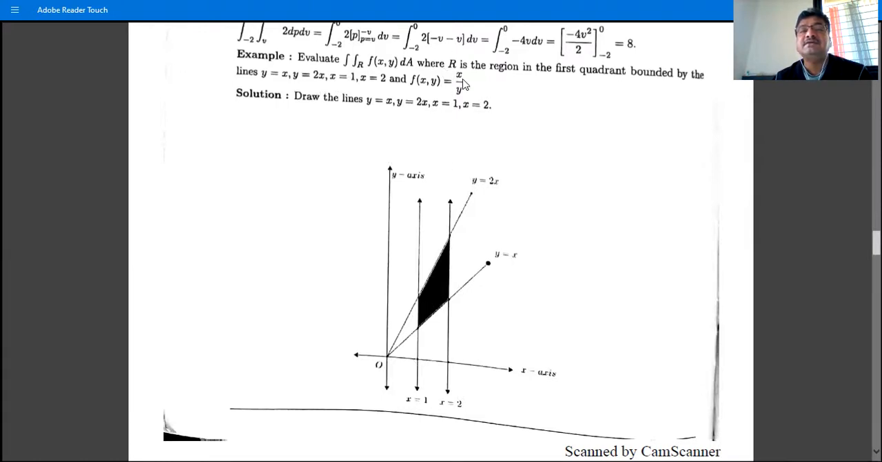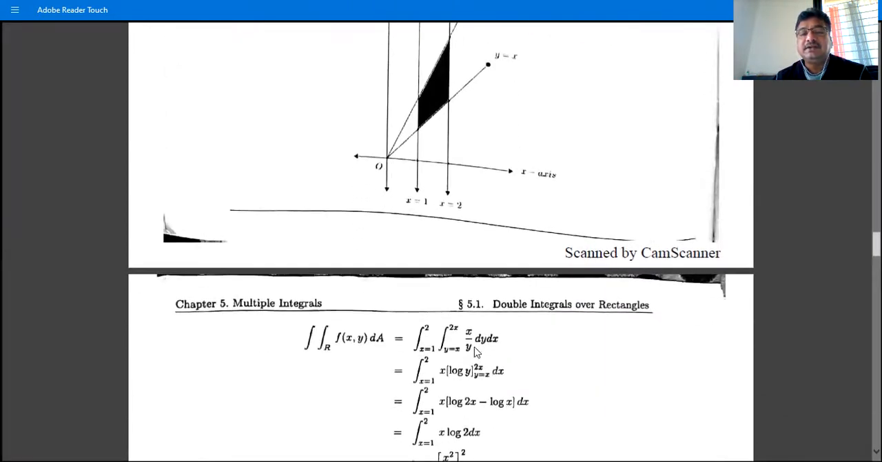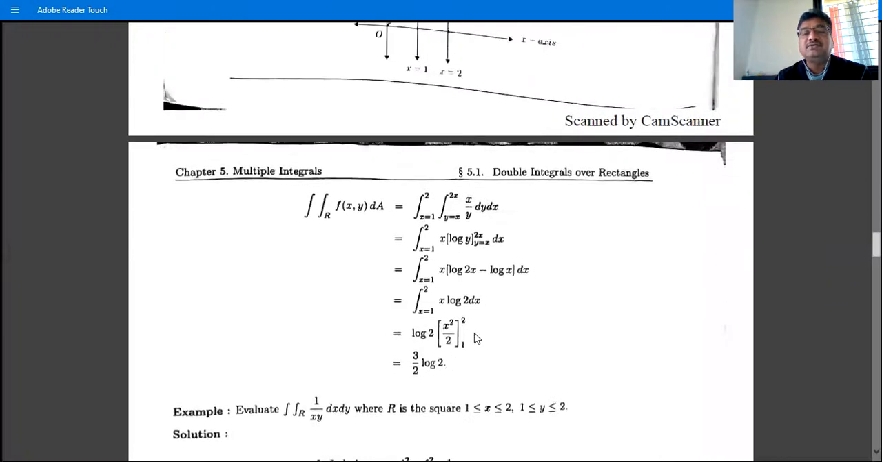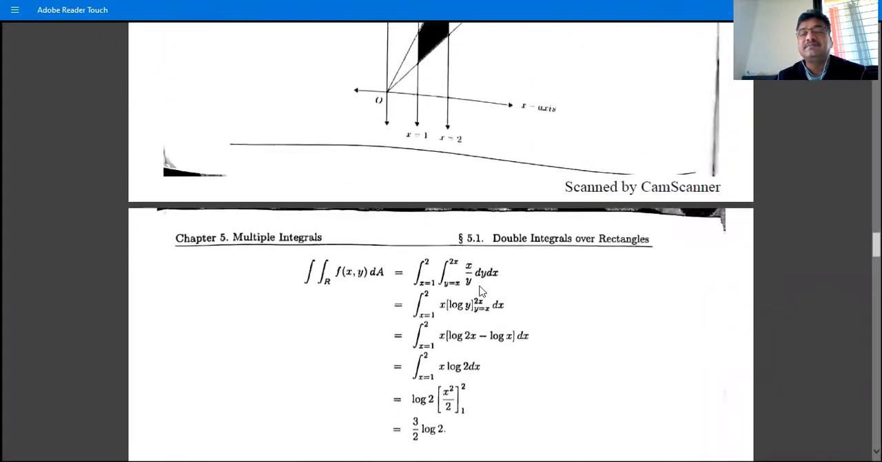And f(x,y) is x by y. So the integration over R of f(x,y) dA is equal to the integration of x by y. We can either integrate with respect to y first or with respect to x first. Suppose we integrate with respect to y first, then dA is dy dx, right? dy first, then dx. Then y runs from what to what, and x runs from what to what? We have to find those limits.